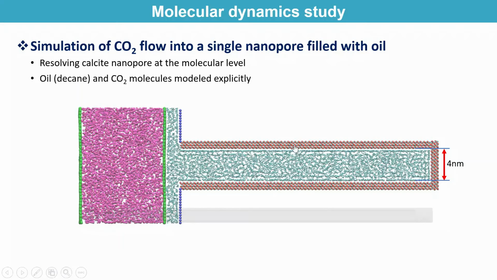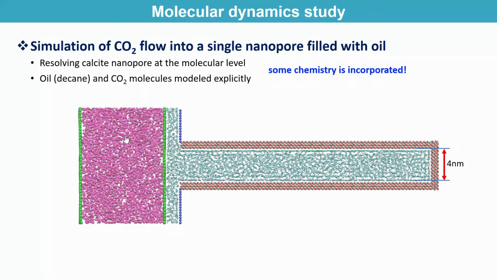First of all, the calcite nanopore is resolved at the molecular level. In other words, the chemical details of calcite are taken into account. Also the oil and the CO2 molecules are resolved at the molecular scale, which means their chemical nature is also described with some fidelity. Together this positions us to claim that some level of chemistry has been incorporated in our model.